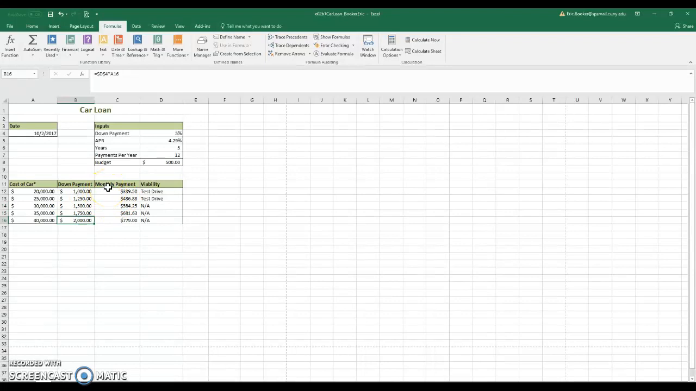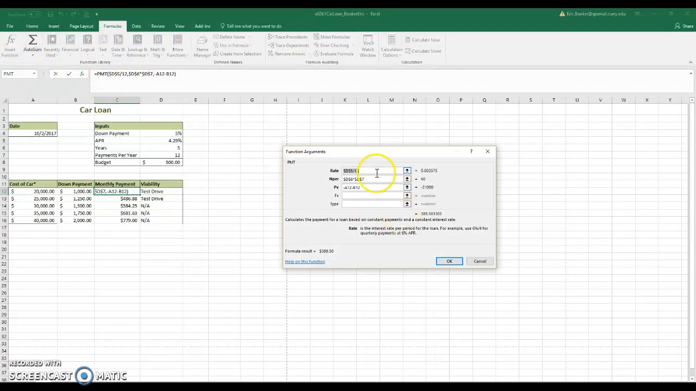So the next step would be to determine, based upon what the down payment is and the cost of the car, what your monthly payment is going to be. So basically we had to use the payment function. If you go to insert function here, the payment function comes up. We did D5 as an absolute value as explained earlier, and we divided that by 12, which is the number of payments in a year.